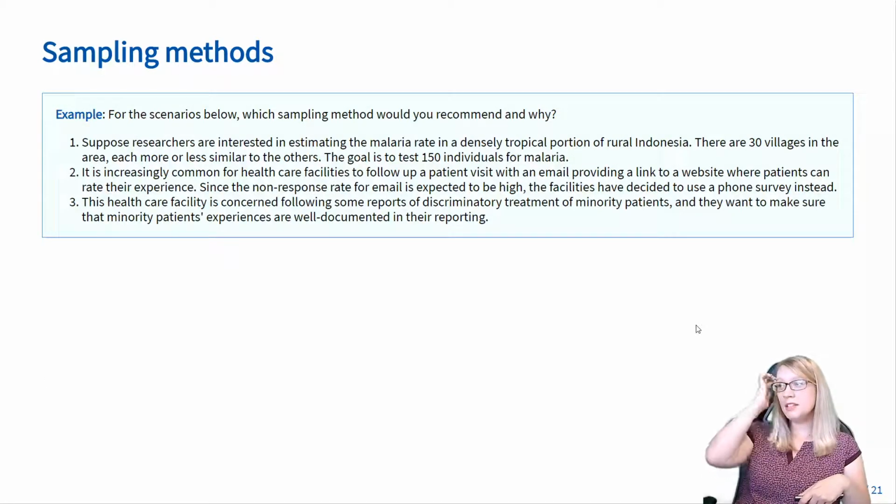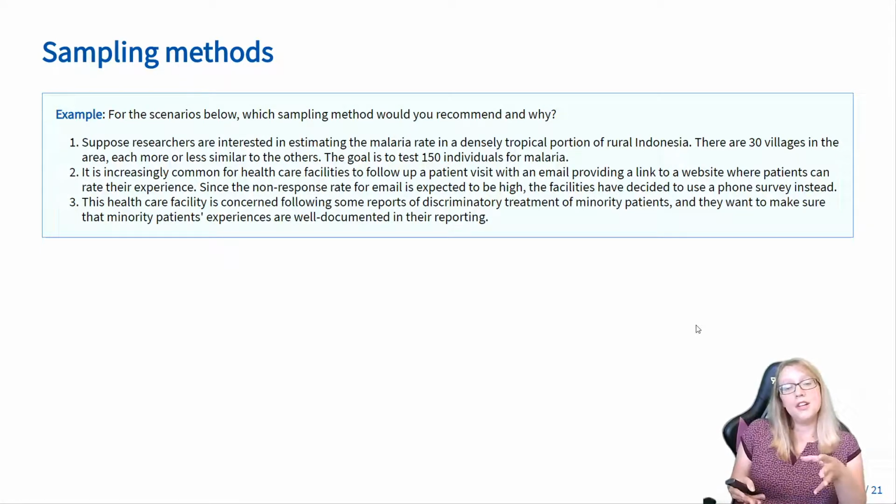So for the scenarios below, which sampling method would you recommend and why? Let's go through all 3 of them. Scenario 1: suppose researchers are interested in estimating the malaria rate in a densely tropical portion of rural Indonesia. We have 30 villages in the area. Each one is more or less similar to the others. Our goal is to test 150 individuals.